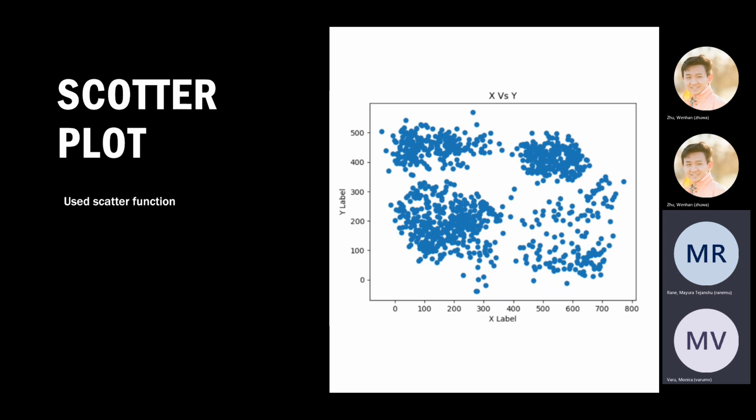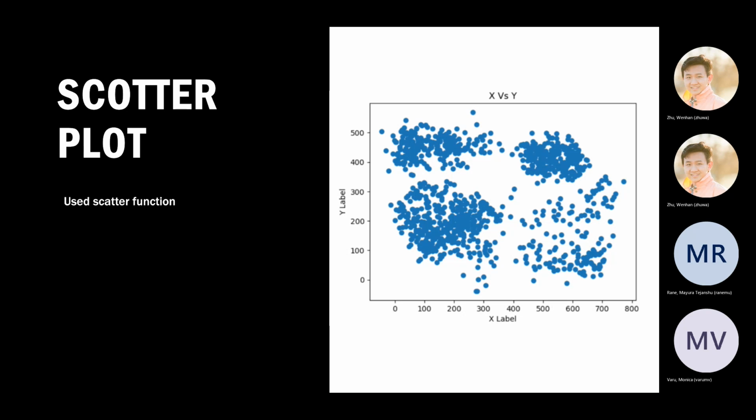Going to the next, the scatter plot will be explained by Munhan. We used the scatter function, and we can find out that we have three clusters in our scatter plot. Two of them are when the x is around 200, and another one is when the x is around 600.